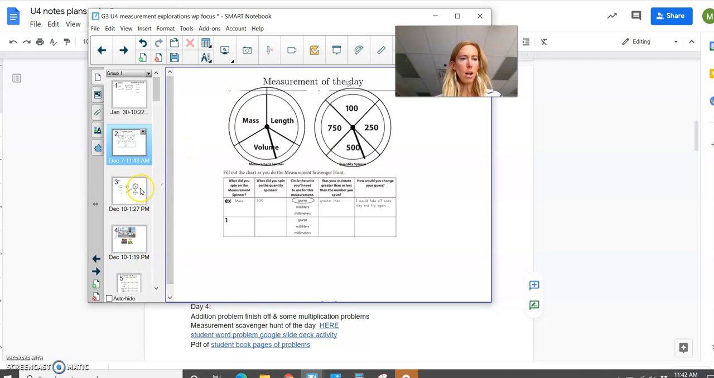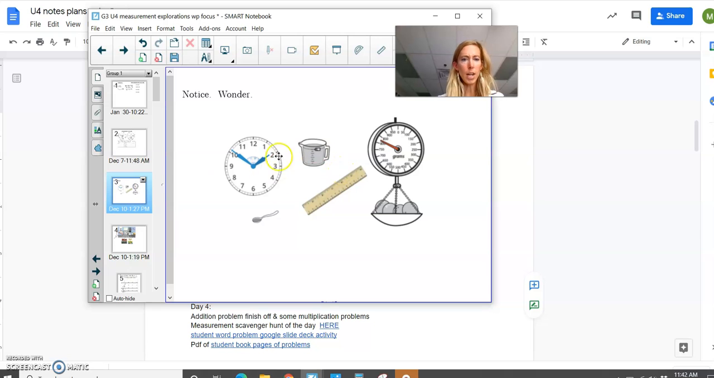Okay. And then on day 1, I just put this picture up because I thought it was nice. From Bridges, here's all these things. What do you notice? What do you wonder? And the whole point is they all deal with measurement. And what do they measure? Like, what's each one called?